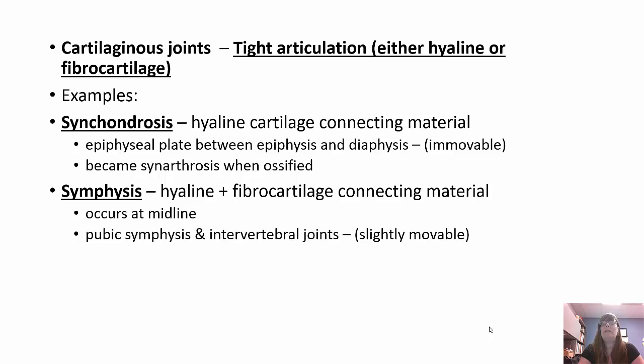Cartilaginous joints, again, tight articulations, but made up of cartilage. Synchondroses are hyaline cartilage, like the epiphyseal plate between the epiphysis and the diaphysis. Remember, we talked about this. This is where bone growth actually occurs, so it's an immovable joint. However, remember, in children, it's the epiphyseal plate as long as they are still growing. Once they complete growth and are adults, it becomes ossified and is replaced by bone. So at that point, it actually becomes a synarthrosis.